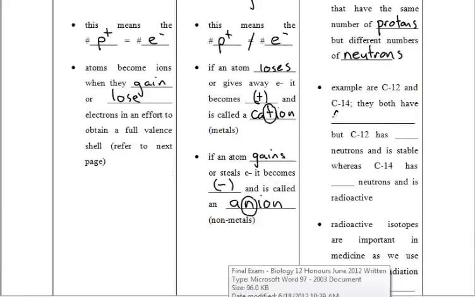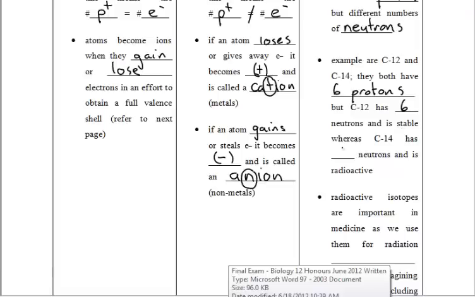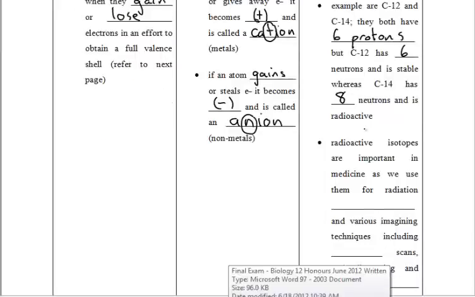They both have 6 protons, making them carbon, but carbon-12 has 6 neutrons and happens to be stable, whereas carbon-14 has 8 neutrons, not the right amount of glue, so it's unstable and radioactive.